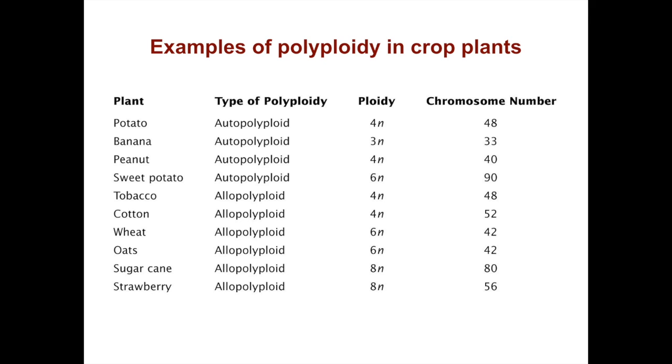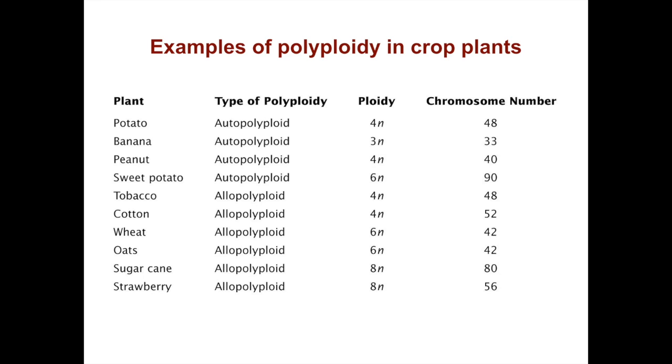There are other examples of polyploidy in crop plants. Potatoes are 4N, banana is 3N, peanut is 4N, and sweet potato is 6N. And these all contain multiple copies of chromosomes from the same species. Whereas tobacco, cotton, wheat, oats, sugarcane, and strawberries are allopolyploids. So they contain chromosome sets from different species that were hybridized, and this created the ploidy and also the traits that we selected for in these crop plants.